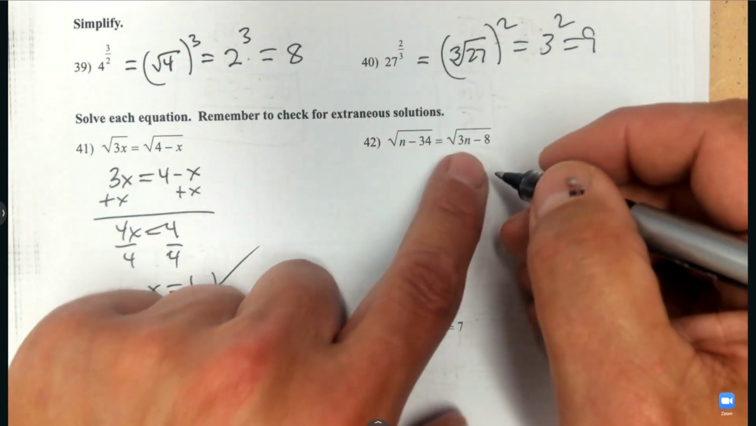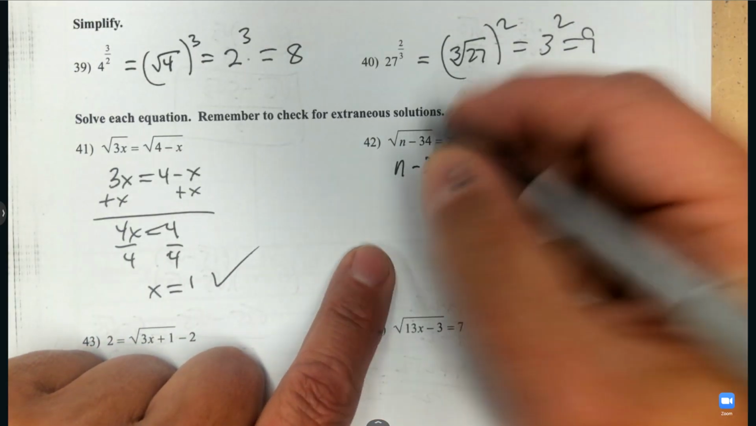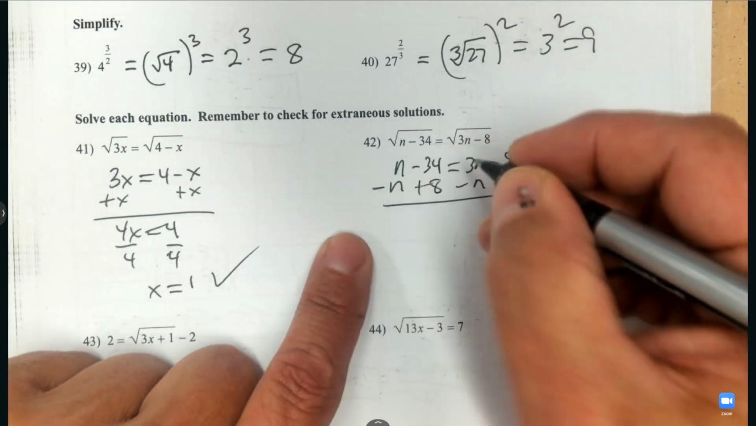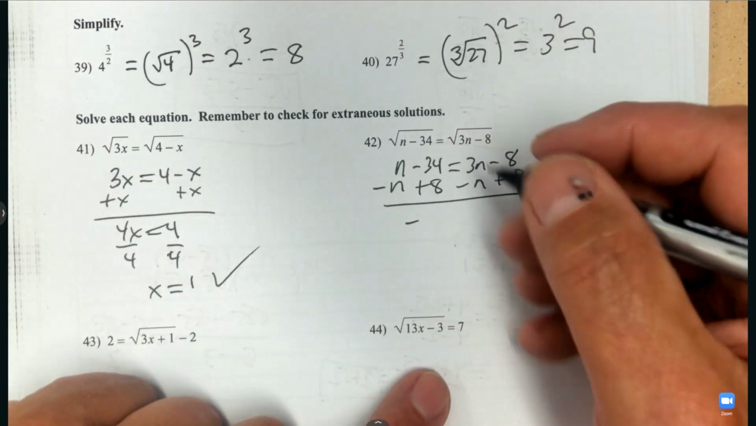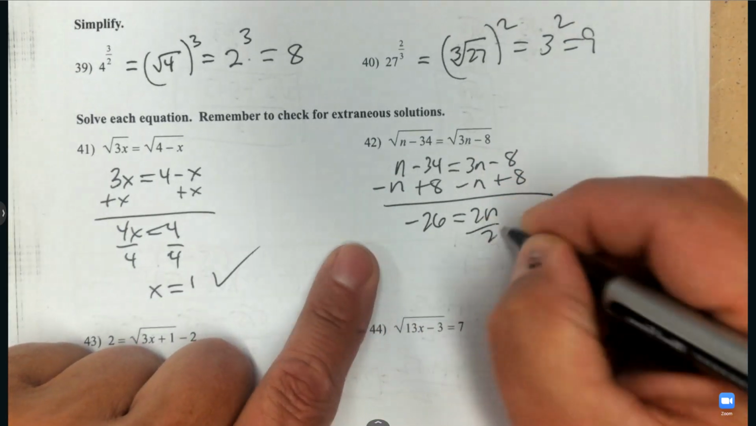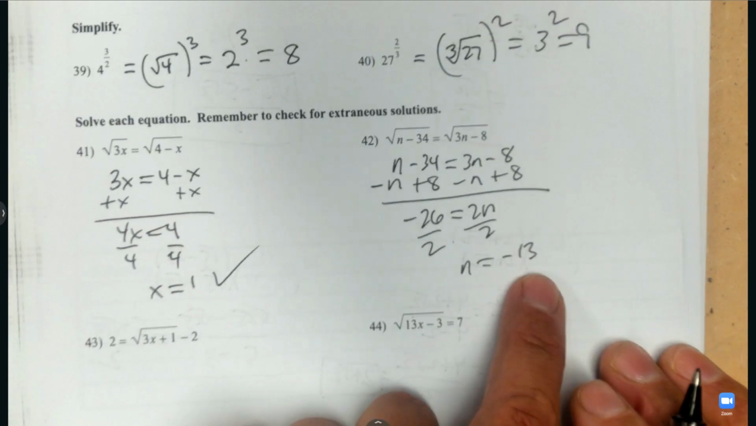Here again, a square root equaling a square root. Remove the square roots and solve what you see. So I'm going to subtract n. I'm also going to add 8. And divide by 2. I can see we're going to be in trouble here. n is equal to negative 13.